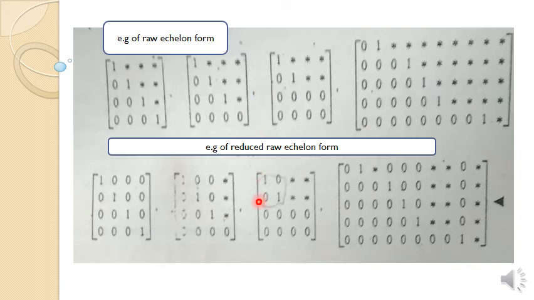So, student, these are examples of row echelon form. But in reduced echelon form you have to make the identity. Like this is a matrix of order 4 by 4. In a 4 by 4 matrix, the diagonal entries are 1 1, and all the other entries are 0. Student, this is a reduced echelon form. It is a generalized form of the row echelon form, because after row echelon form we have to find the reduced row echelon form as well.